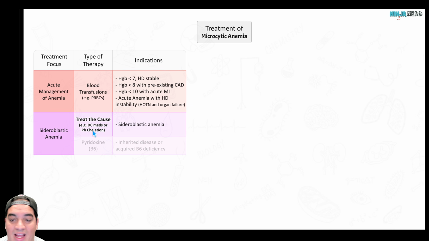In other scenarios, if they have lead poisoning, you may have to give them lead chelation. So dimercaprol, EDTA, maybe some of those potential drugs that you can give to chelate the lead.